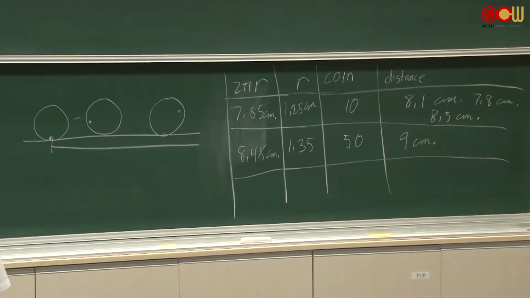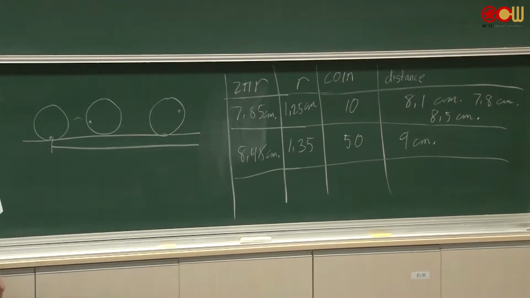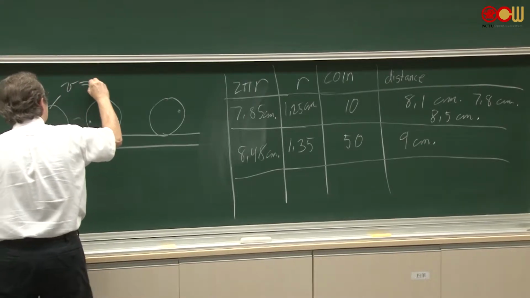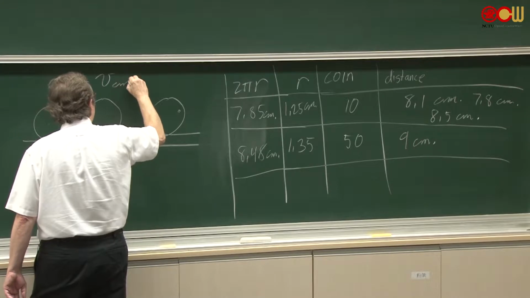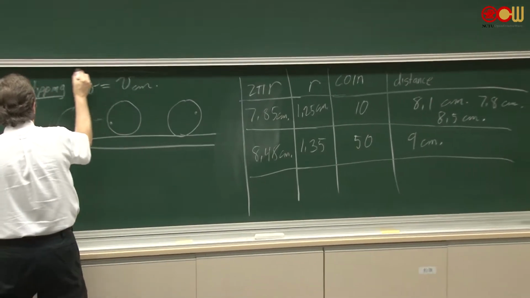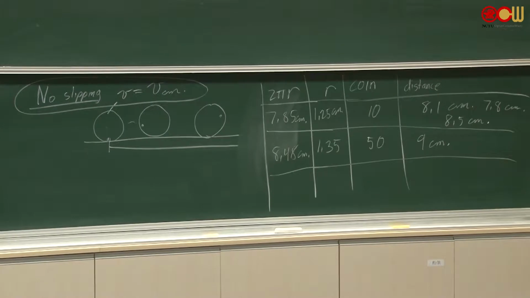What does that say? It says that the speed of this particle going around is the same as the speed of the object going that way. So the speed on the surface is equal to the speed of the center mass if there's no slipping. So we have this result, no slipping. Okay, so we'll use that fact.